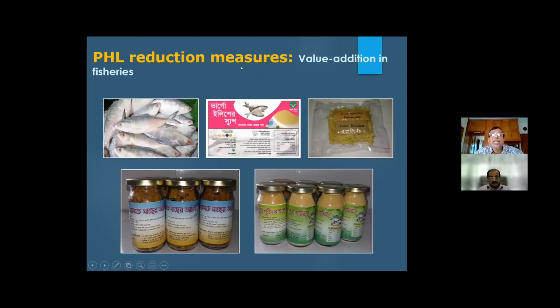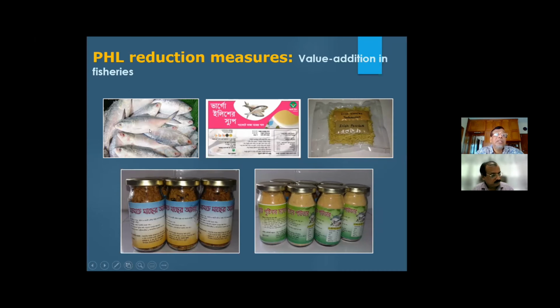As far as loss reduction measures, value addition is also one of the important concerns. If you add value to fish that needs value addition, or to small low-cost fish, then it can increase the farm price. So fishermen get an improved price, and market loss can be reduced.